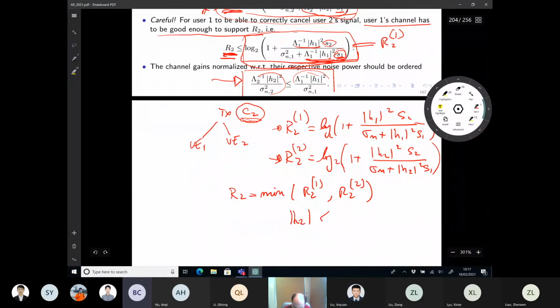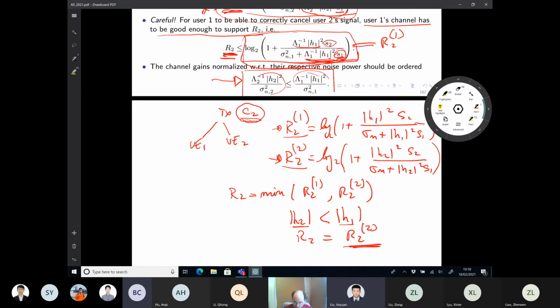If the channel gain of user 2 is smaller than user 1, that means R22 will be smaller than R21. In that case, R2 is equal to R22, and you end up with the same expression as what we had in the previous slide. If you transmit at the rate of user 2 equal to that, and user 2 is smaller than user 1, it means you need to do the SIC at user 1. User 1 will be the one that will decode the message of user 2. Yes, I understand that.